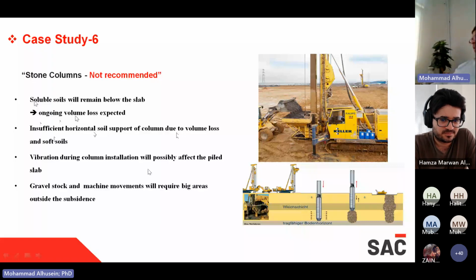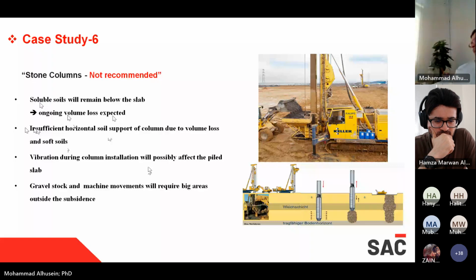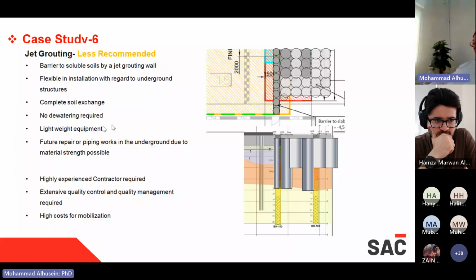Also, I agree with him on this note, because when these materials dissolve between the columns, nothing supports the lateral force anymore, especially on the pavement where you have movement in all directions. These consultants say jet grouting is less recommended. Why? Because it is a barrier to soluble soil by a jet grouting wall, flexible installation with regard to underground structures, complete soil exchange, no dewatering required, light, etc., etc. But they didn't recommend it for this.